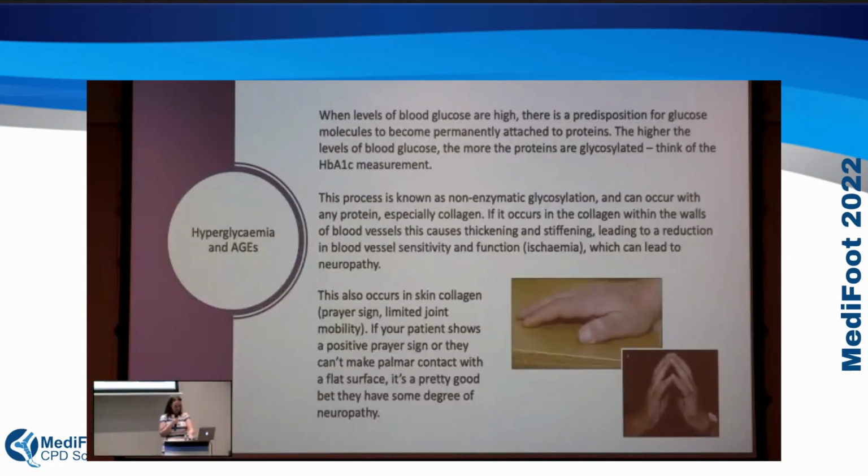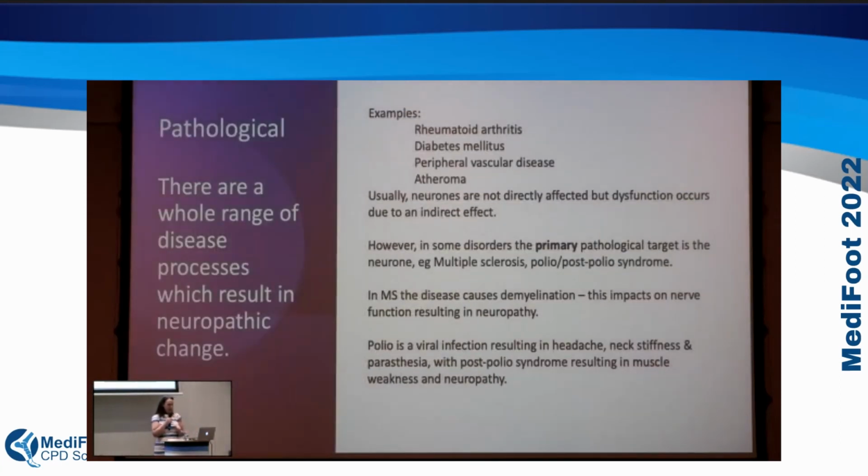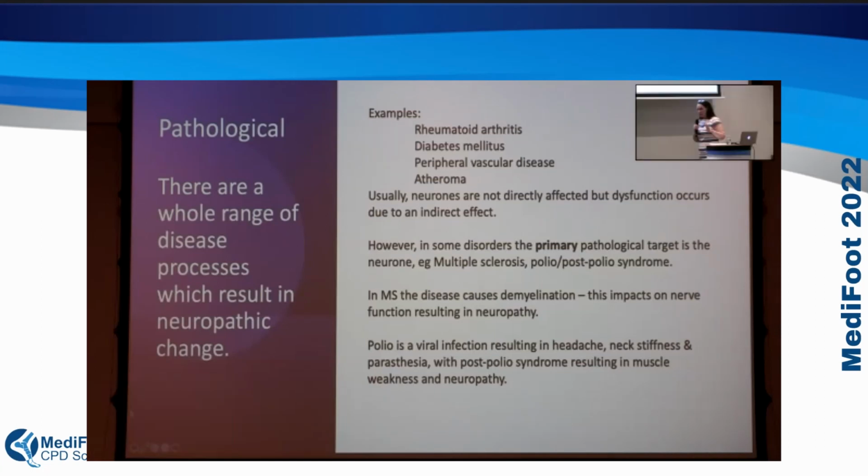Okay, right. So last couple of things to look at. We've got two groups left to look at: pathological factors, and drug factors. So we're doing okay for time. A whole range of pathologies can cause neuropathy and neuropathic change. There's so many of them. But the only one we're going to look at is multiple sclerosis.